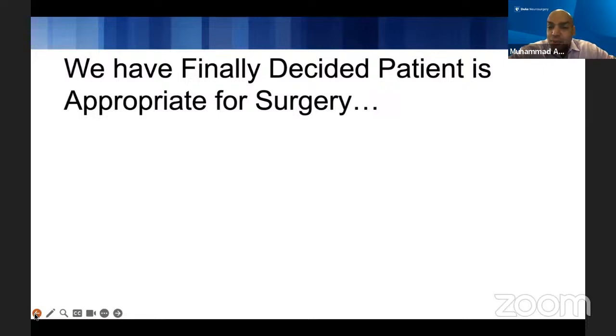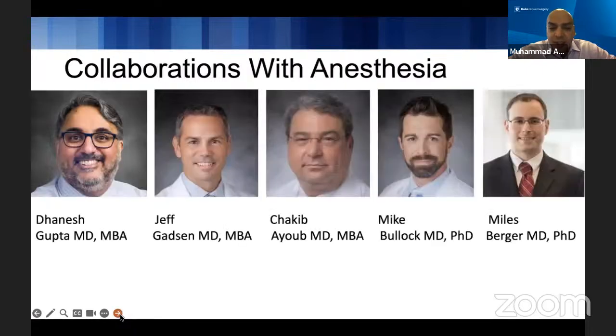So we go through this pre-op optimization, we go through the weekly spine indications conference, and we finally decide that this patient is appropriate for surgery. I think most of the people on this meeting today are surgeons, but it's really important to understand that one of the key parts of our team are our anesthesiologists. So I have a great relationship with our anesthesiologists. Every time I think about doing a unique surgery or an awake surgery or something that's out of the ordinary, I talk to one of these folks and we come up with a plan to do that.